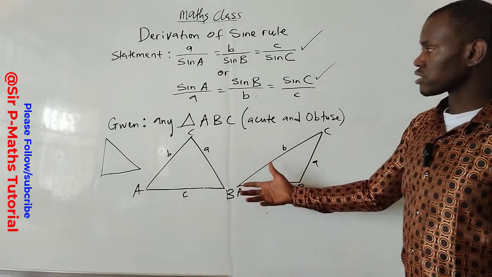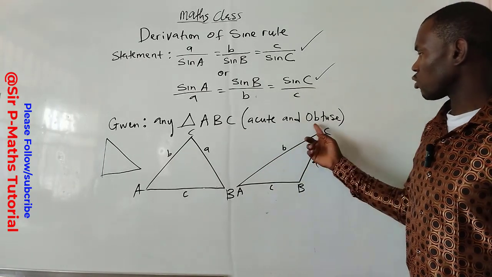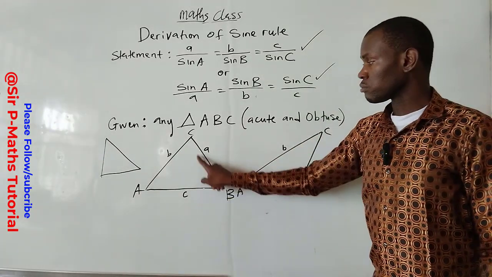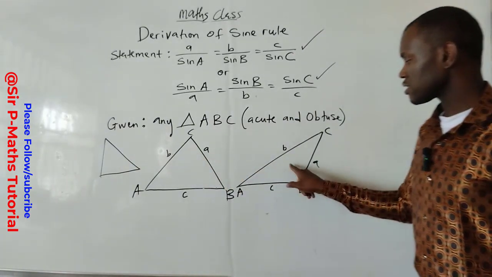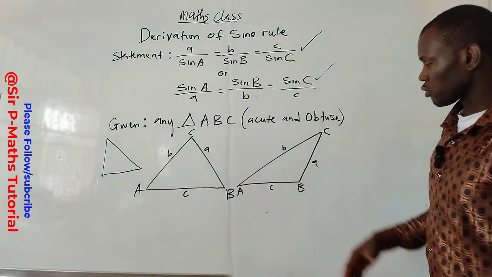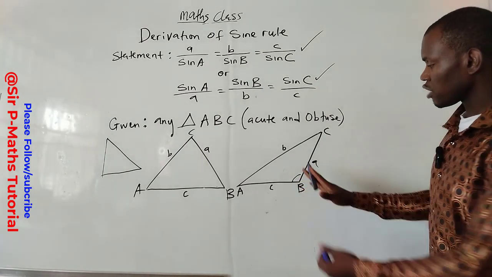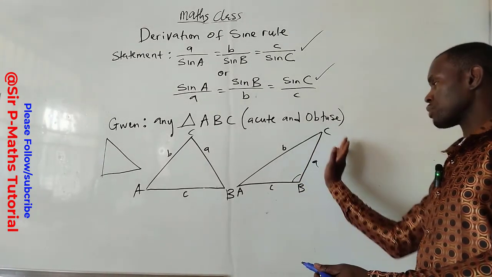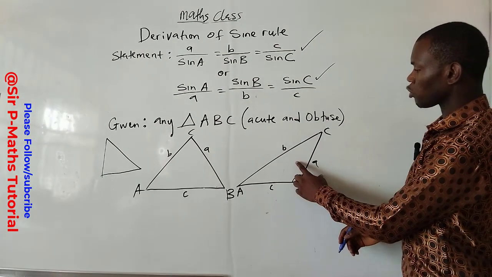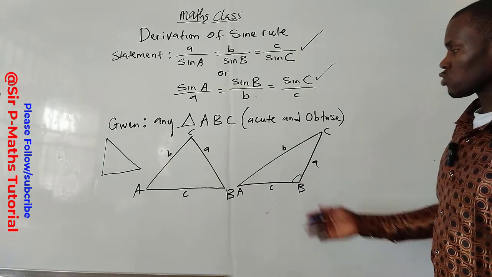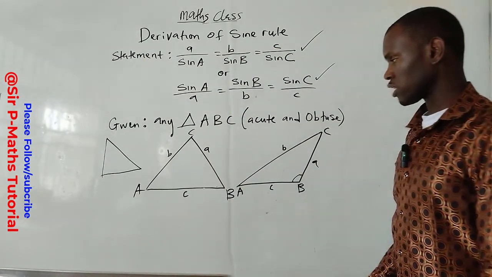Now to prove this, we have a triangle given to us, either acute or obtuse. This is acute because all the angles inside here are less than 90 degrees, and this is obtuse because one of the angles here is bigger than 90 degrees. If you look at it very well, you see that this one is flapping down. Okay, so this is bigger than 90 degrees. That's why we call it an obtuse angle triangle. So we'll be looking at the derivation of this rule using the two triangles.